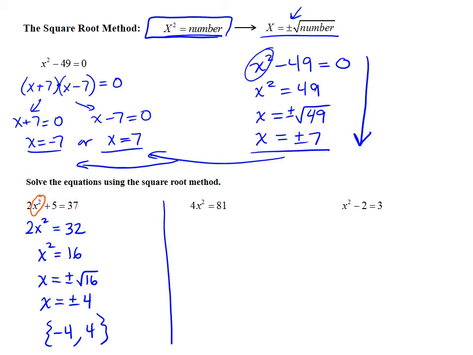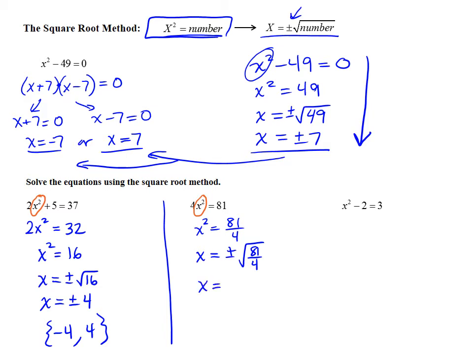4x squared equals 81. We first want to isolate the x squared. There's the x squared. It is being multiplied by a 4, so we have to divide out the 4. So x squared equals 81 over 4. Now, 4 doesn't go in evenly to 81, so let's leave it as a fraction. When we then undo the square by square rooting the other side, we get the square root of a fraction. Now, don't forget the plus or minus. There are two solutions here.